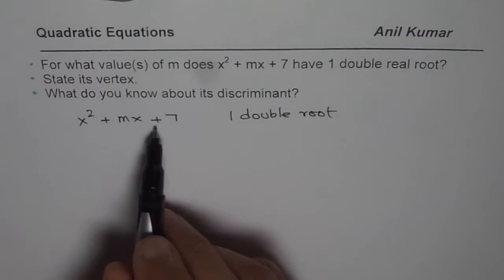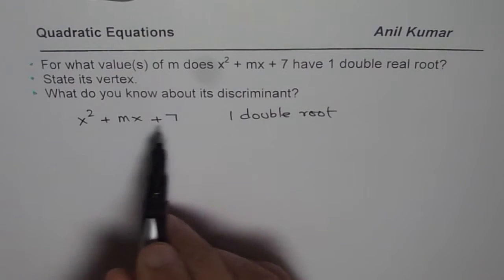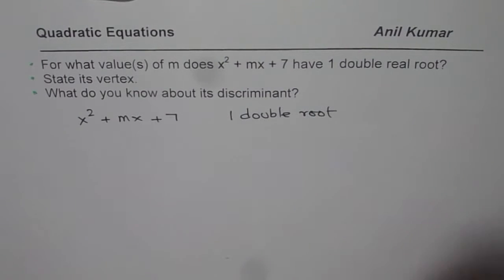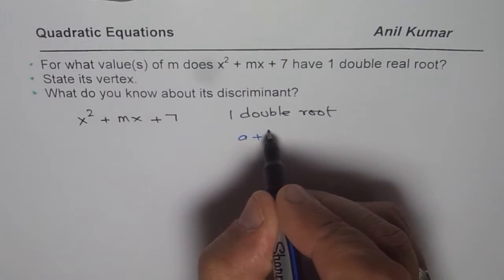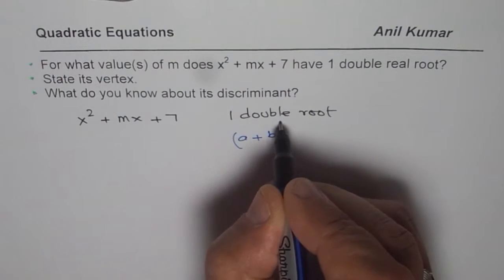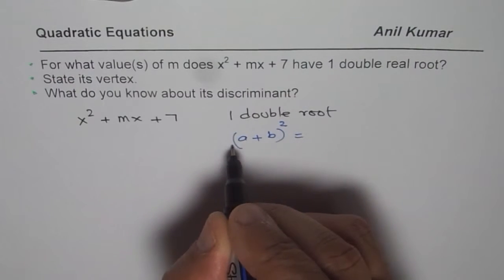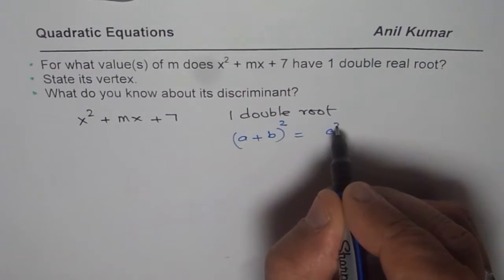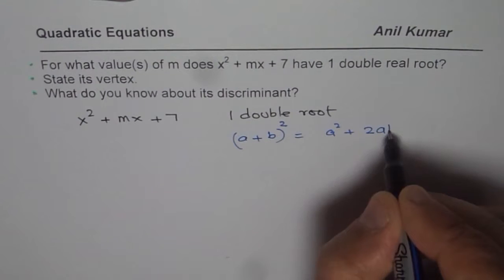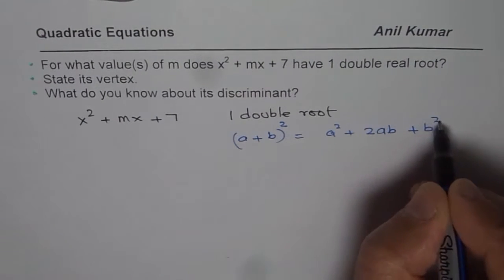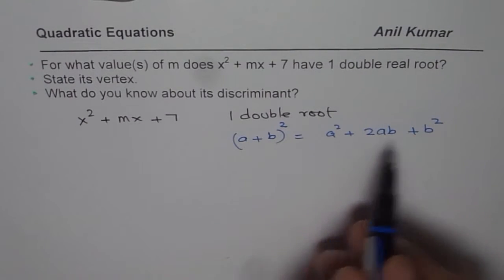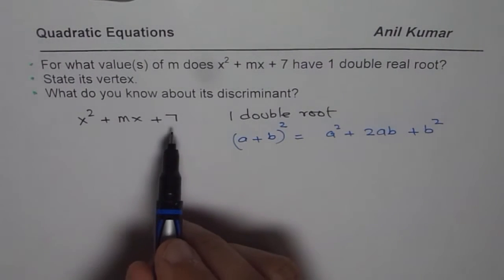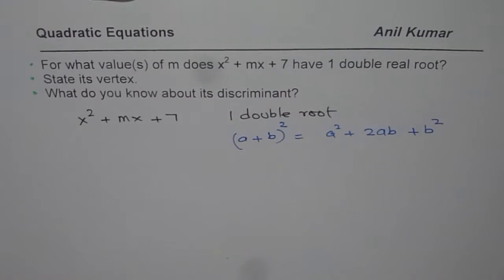Now if it is a perfect square, then what can be the equation? What we are trying to say here is that a plus b, for example, is a perfect square. Then if you expand it, what do you get? You get a square plus 2ab plus b square, right? Now if I have to write this equation in a similar fashion, how am I going to write it? So that is my next step.